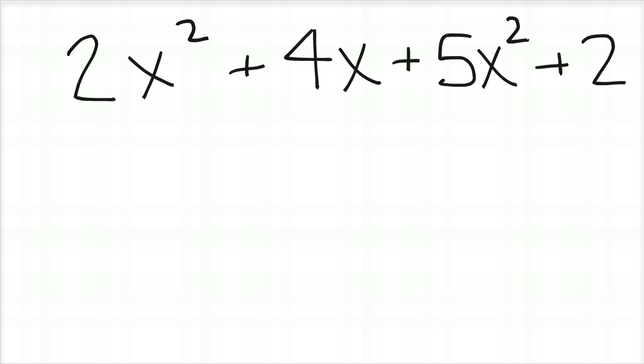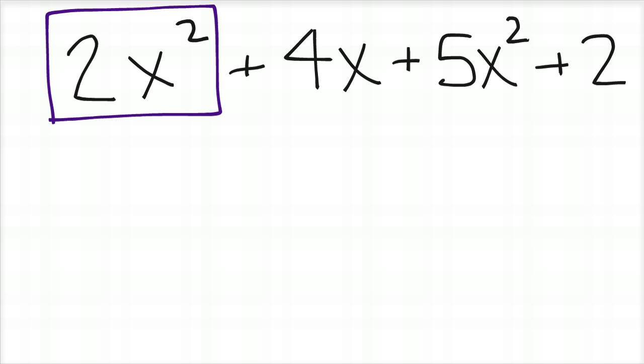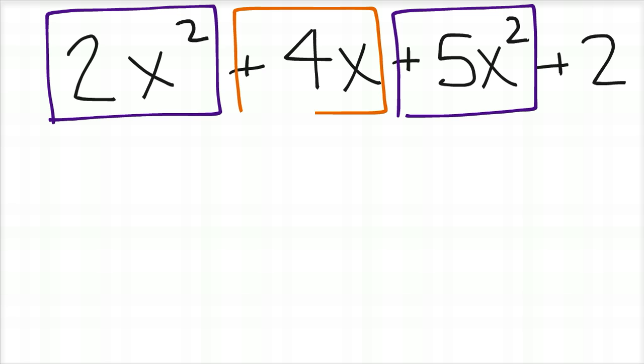So if I start with the first term, 2x squared, that's a variable of x to the second power. I'm asking myself, do I see any other x squareds in the expression? Right here. So 2x squared and 5x squared are like terms. The second term is positive 4x. That's an x to the first power. Since I don't see any other x's to the first power, he is his only like term.